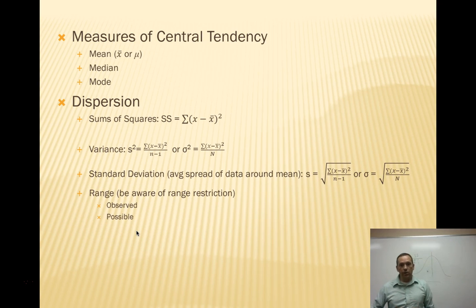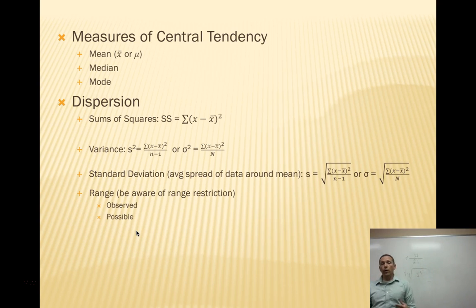And then the last thing I want you to know, and this we will use all the time, is standard deviation. When we talk about standard deviation, we are talking about the average spread of our data around the mean. And what I want you to notice is that to get from s squared to s, basically all I'm doing is taking the square root of s squared.